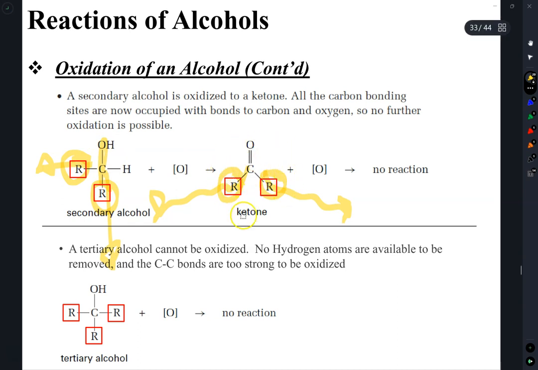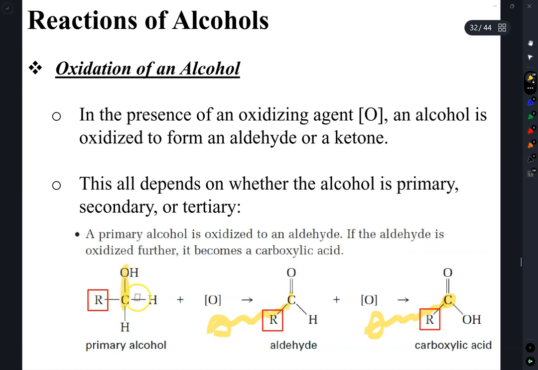If you try to oxidize the ketone again, there will be no reaction. With a primary alcohol, you could oxidize twice, because the CH bond is easy enough to break, allowing us to substitute in a hydroxyl group. So now you've got 3 bonds with oxygen.